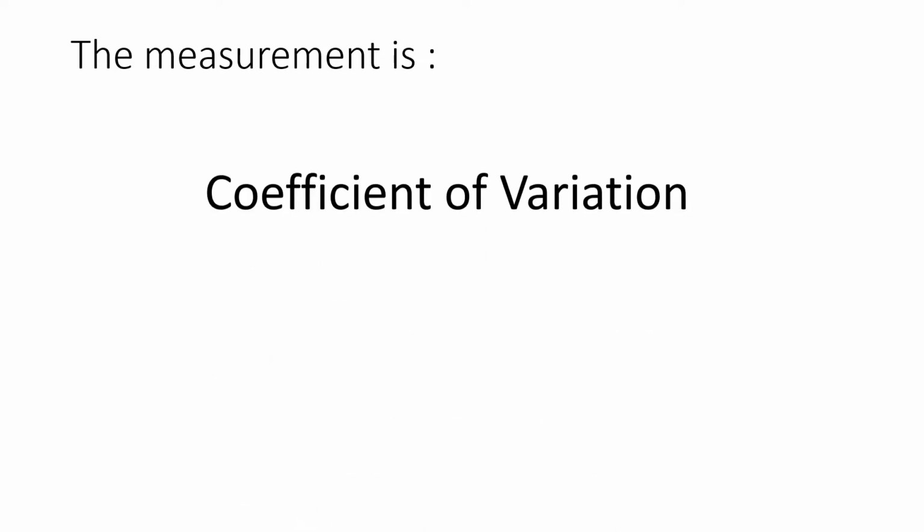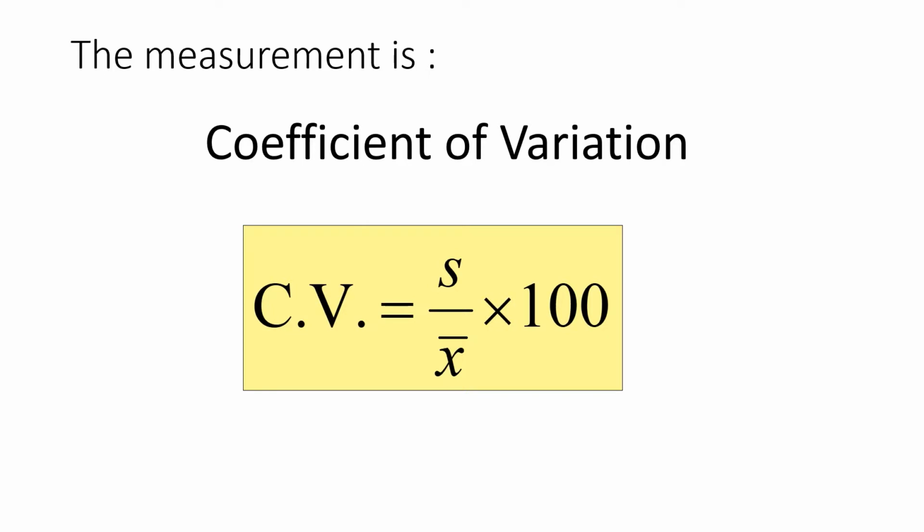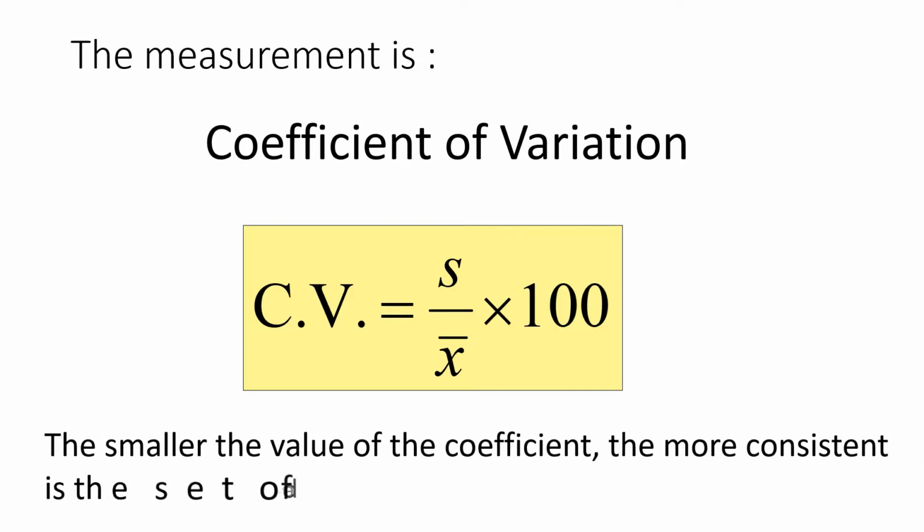The measurement is the coefficient of variation, CV, which is equal to S divided by X bar, multiplied by 100. The smaller the value of the coefficient, the more consistent the set of data is.